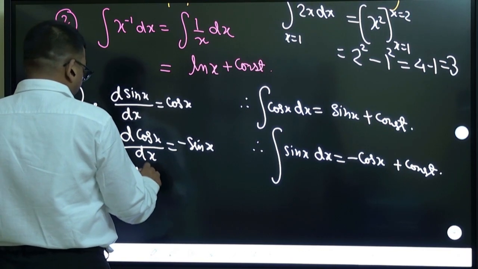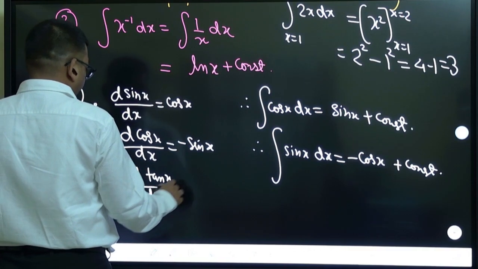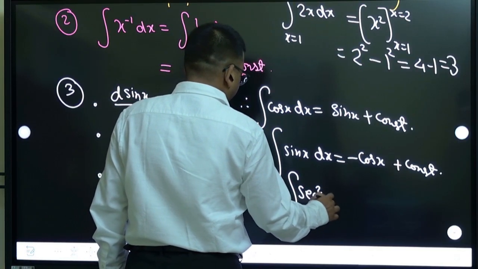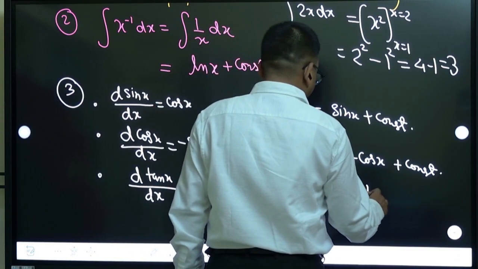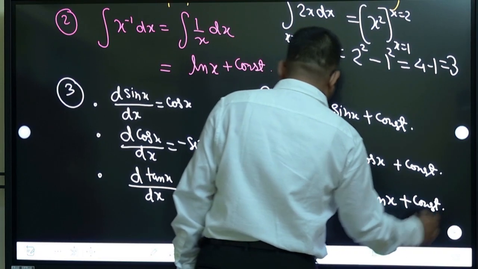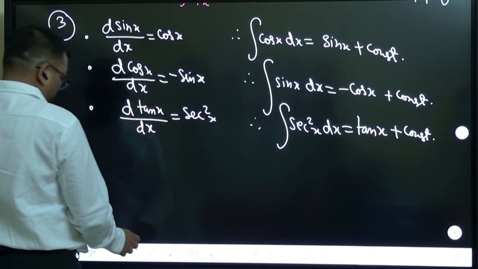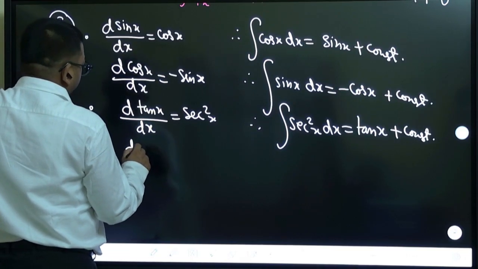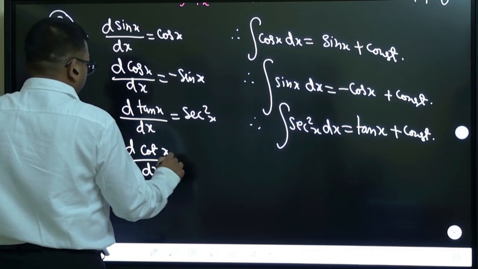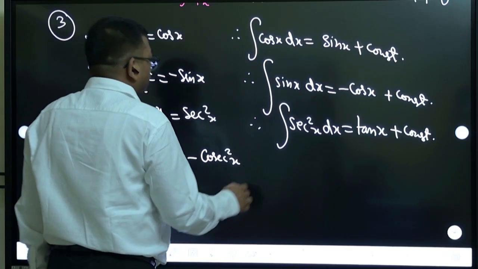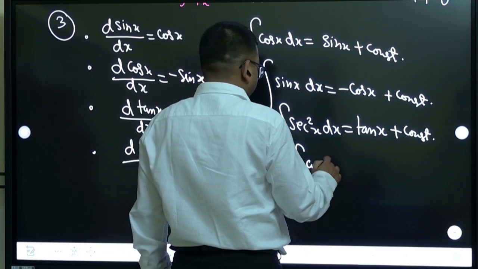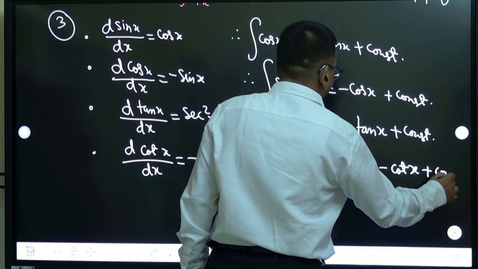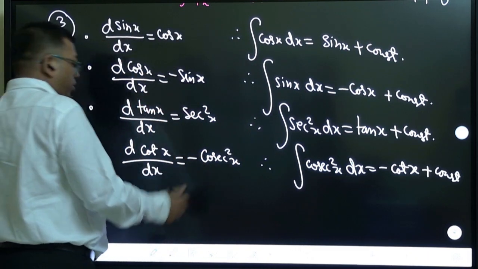Let us go for another formula. What is tan x differentiation? Tan x differentiation is secant square x. So integration of secant square x with respect to x will give us tan x plus a constant of integration. Similarly, sin, cos, tan is over. Next, what is differentiation of cot x with respect to x? That is minus cosecant square x. That is why integration of cosecant square x with respect to x becomes minus cot x. I am just bringing the minus to the other side, but there must be a minus because minus is involved.